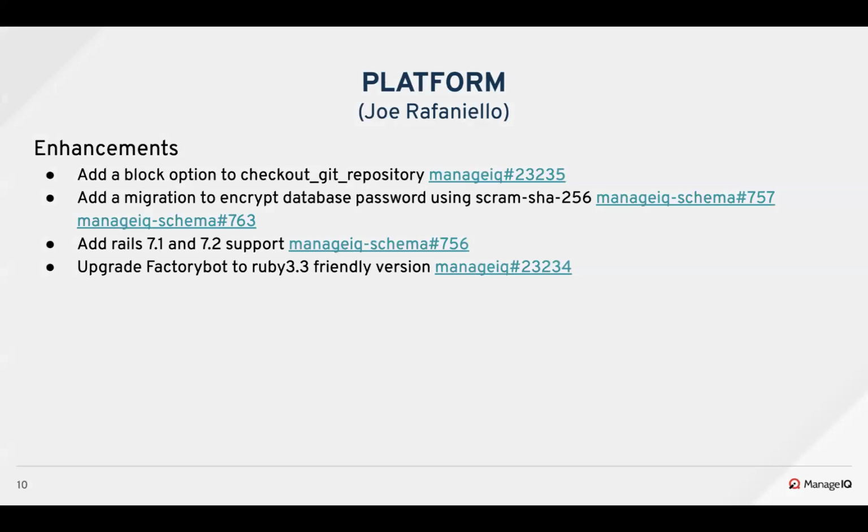Thanks, Adam. For platform enhancements, Adam added a block option to check Git repository, and that will automatically create a temporary directory and clean it up afterwards. Brandon wrote a migration to encrypt the database password with Scram SHA-256. I added Rails 7.1 and 7.2 support in the schema repository. Keenan upgraded FactoryBot to a version supporting Ruby 3.3.